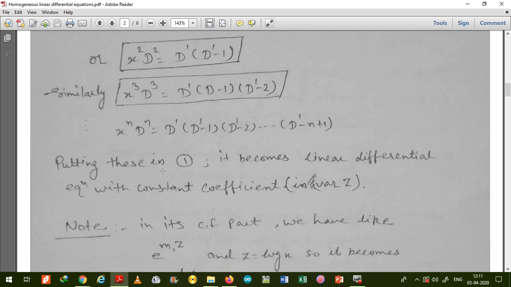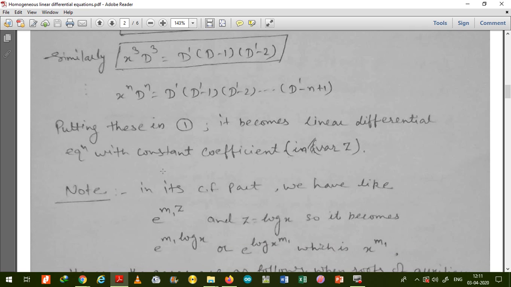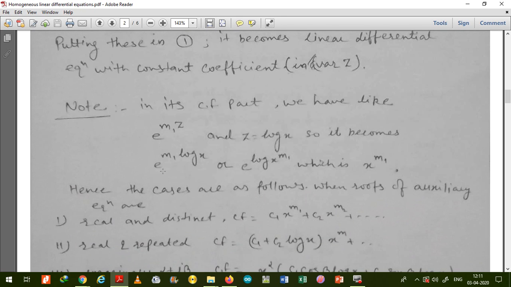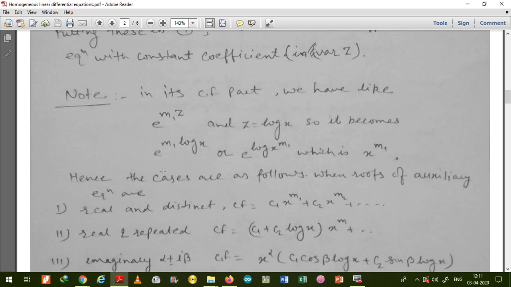and it becomes a linear differential equation with constant coefficients. We know how to solve a linear differential equation with constant coefficients; we have already studied it in previous lectures. Here, an important thing: when we solve a differential equation with constant coefficients, its complementary function can be written as exponential m1 z type. Here, z equals log x. So it converts into exponential log x raised to power m, and finally it converts into x raised to power m1.